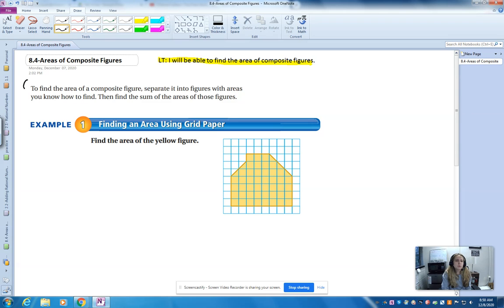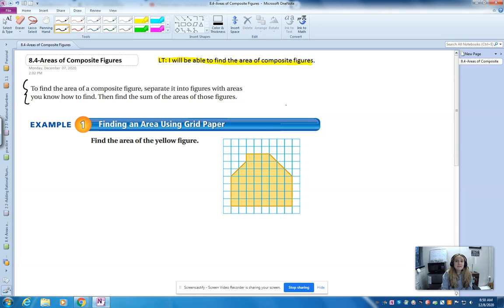Here's a brief explanation of what we're going to be doing. To find the area of a composite figure, you're going to separate it into figures with areas that you know how to find, say a square, a semicircle, a triangle. Then you're just going to add up those areas and that's going to be your figure. So it's similar to the perimeter, except we're doing it with area now.